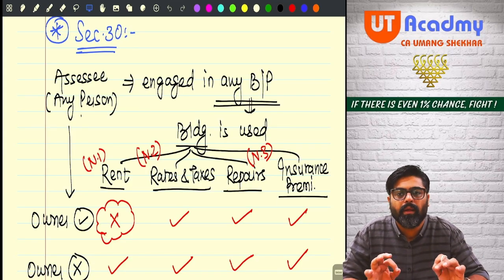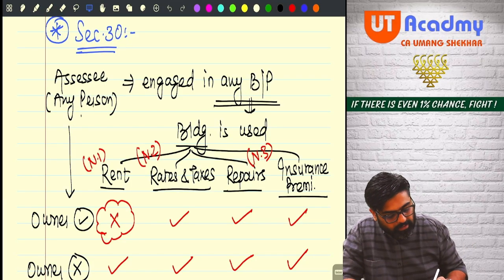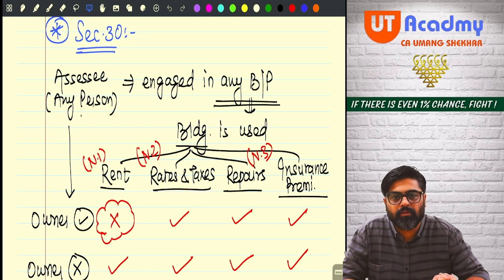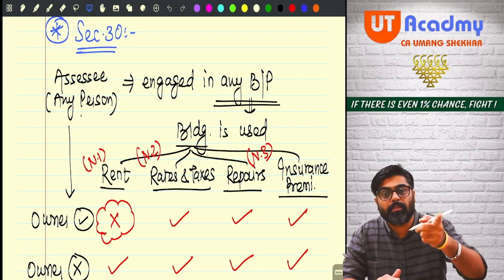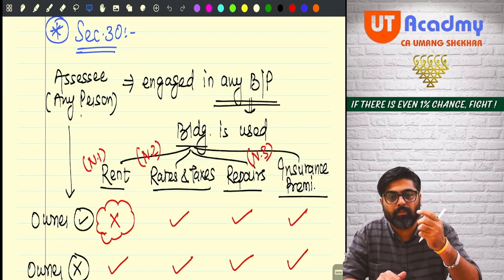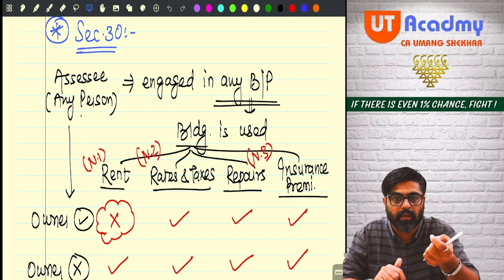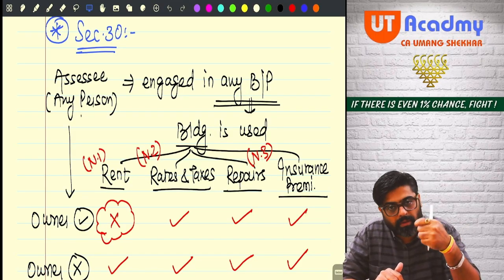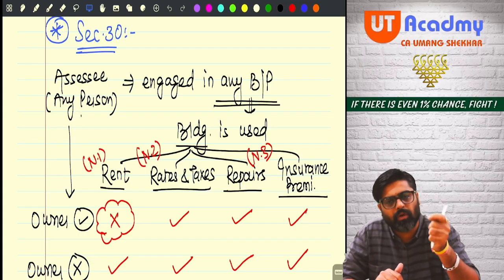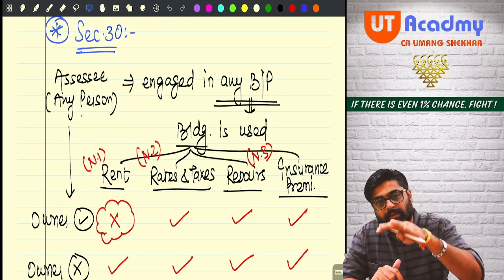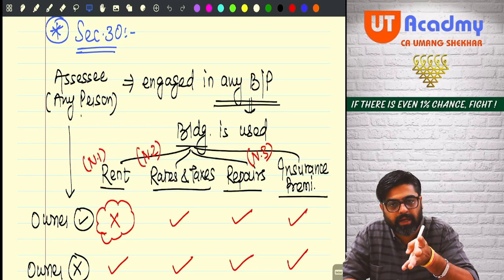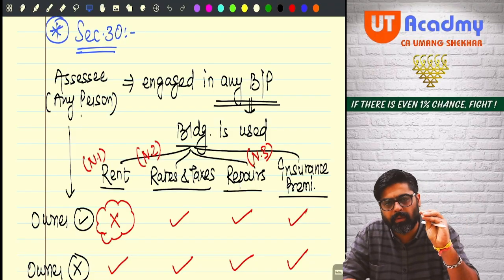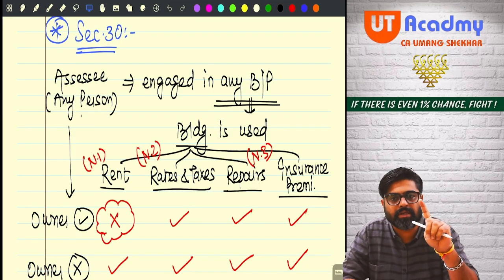Okay. Now, if I say that rates and taxes means those taxes, those rates which are paid for that building which is used for the purpose of business or profession. So can I say municipal taxes can be there? Yes. Even the state property tax or other property taxes, land revenue, etc., whatever taxes which are related to that building, all those taxes, whether paid to the local authority or paid to state government, will not make any difference. That will be allowed under section 30.